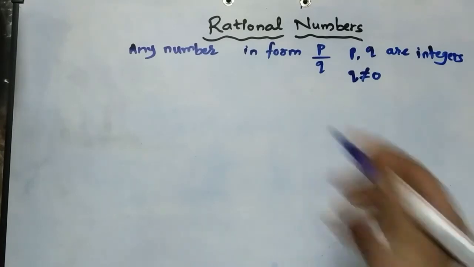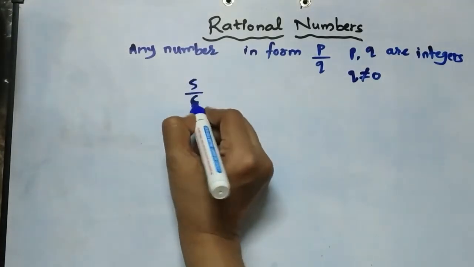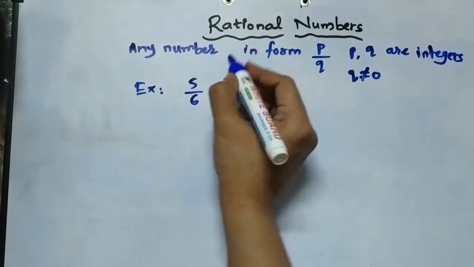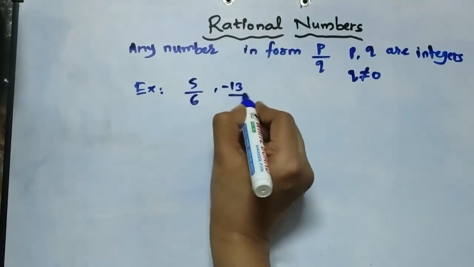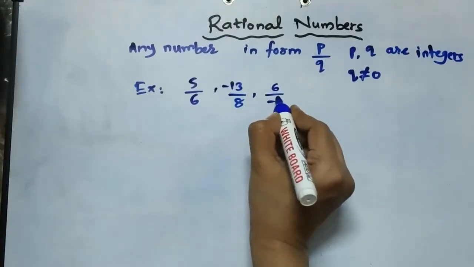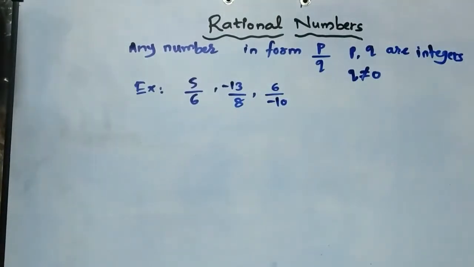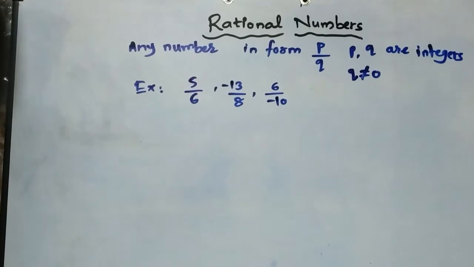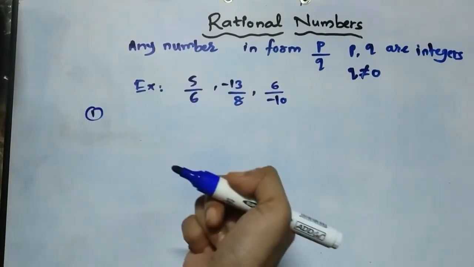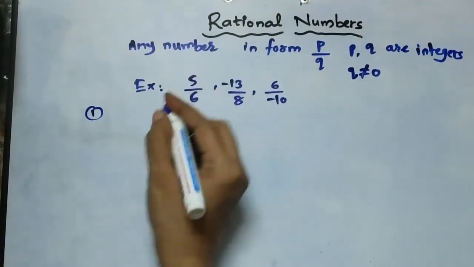Examples, friends: 5 by 6, you can take minus 13 upon 8, you can take 6 upon minus 10. These all are examples of rational numbers. There are some properties of rational numbers which we will see. First of all, we should know that every natural number is a rational number.